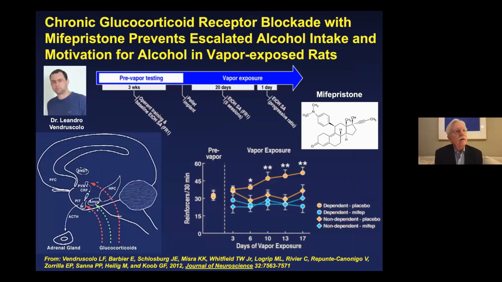And just to add another link to this that has translational potential, one of my former postdoctoral fellows, who's now a senior staff scientist at the National Institute on Drug Abuse, Dr. Leandro Vendruscolo, had noted a long time ago, and we had pulled from the literature, that glucocorticoids are activated during alcohol withdrawal. That's the classic hormonal stress response. And we know that those glucocorticoids are driven by CRF from the hypothalamus. And we know that the glucocorticoids then feed back and suppress this hormonal release by feeding back to the paraventricular nucleus. And that's shown on the red diagrams down at the bottom.